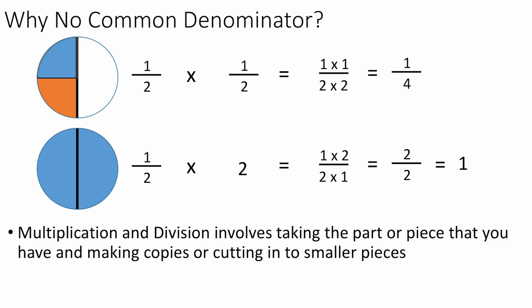Because of the way multiplication and division works, you're actually just taking an existing piece and either multiplying it or cutting it further into smaller pieces. So for that reason, it just doesn't need a common denominator.